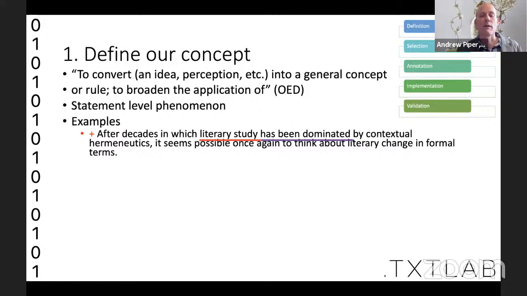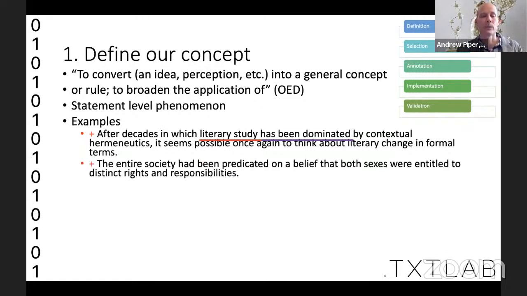So generalization often uses a subject in which the noun will refer to some category, here literary study, and the verb will refer to often some kind of effect or interaction. So literary study has been dominated, right? That's where we're defining our category through some action. So that's a positive example. Here, the entire society would be the subject of the sentence.